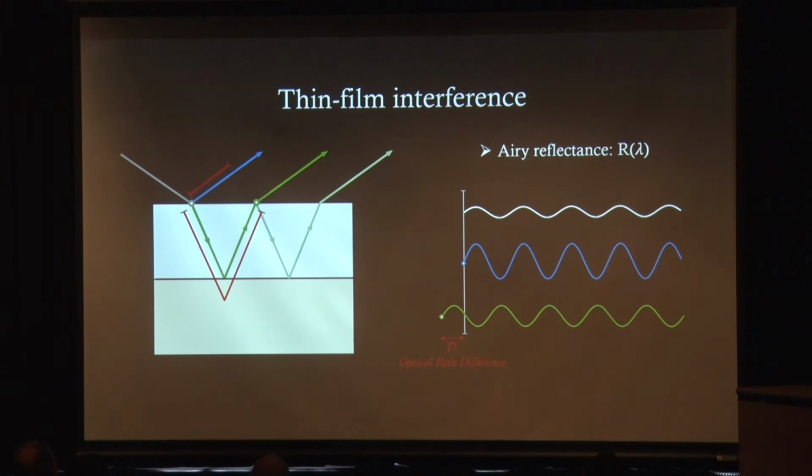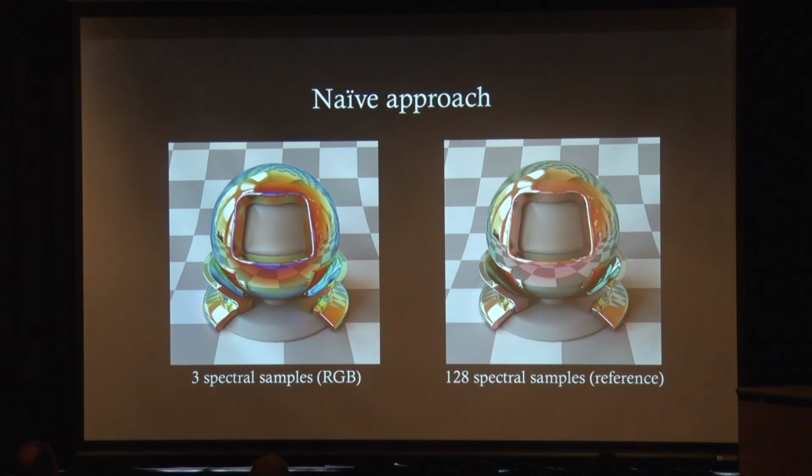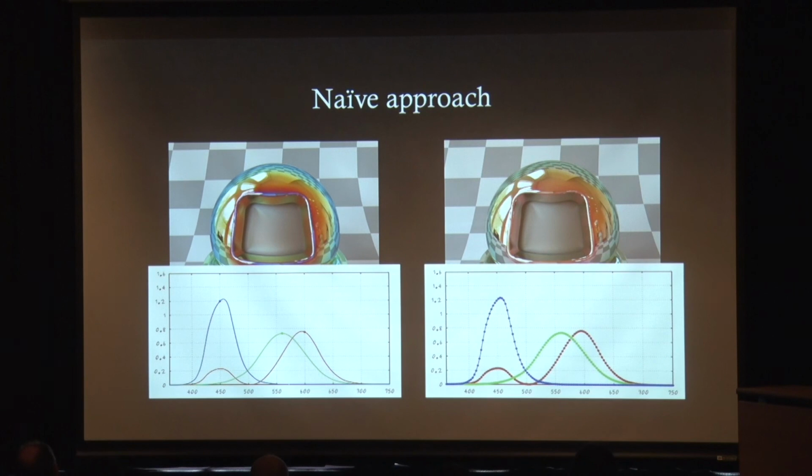And usually in graphics, we use RGB renderers. A naive solution to that is to pick three wavelengths, one for each color channel, RGB, and render using this equation. And you obtain this result, which looks fine until you compare it to the reference. Then you see the colors are off. The reference is rendered with 128 samples in the spectral domain. What it means is that you really need a lot of samples in wavelength in order to capture the subtleties of thin film reflectance. But this takes too much time, so we thought we needed to look for a better approach.